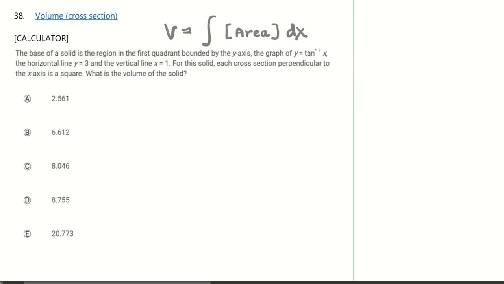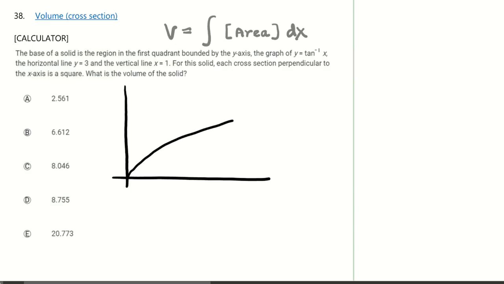So I am looking for, now drawing the base of this solid might be a little more difficult. So bounded by the y-axis, the graph of arctangent, okay, arctangent of 0 is 0, and then it increases. Okay, the horizontal line y equals 3. The limit of arctangent is pi over 2, which is quite a bit less than 3. And the vertical line x equals 1.